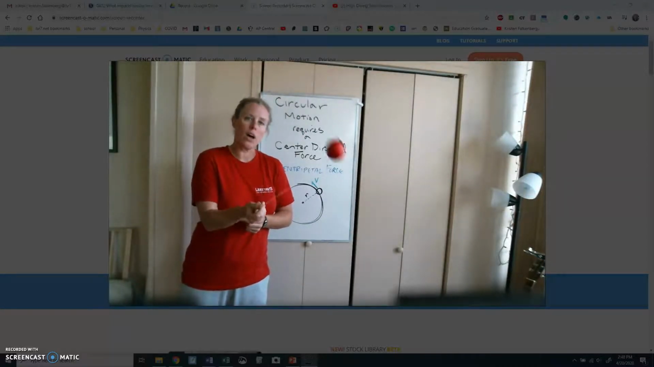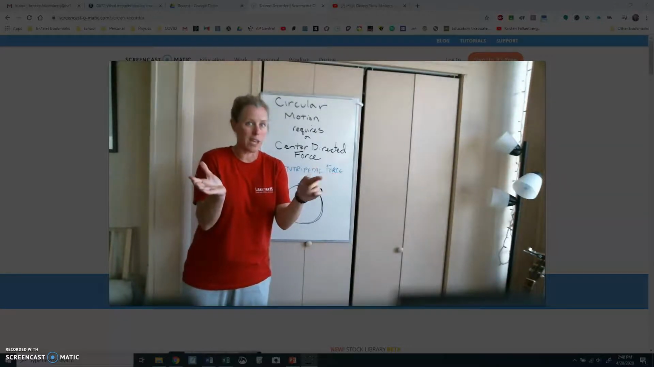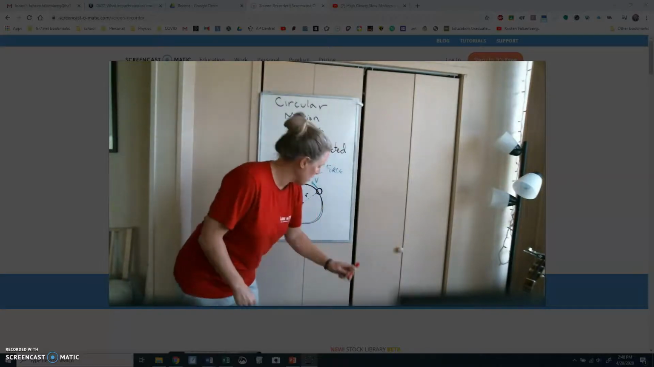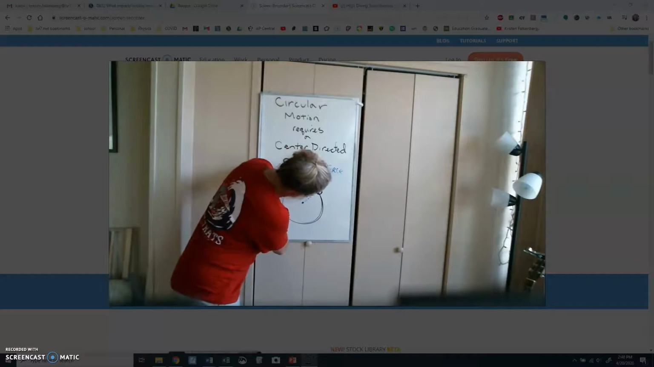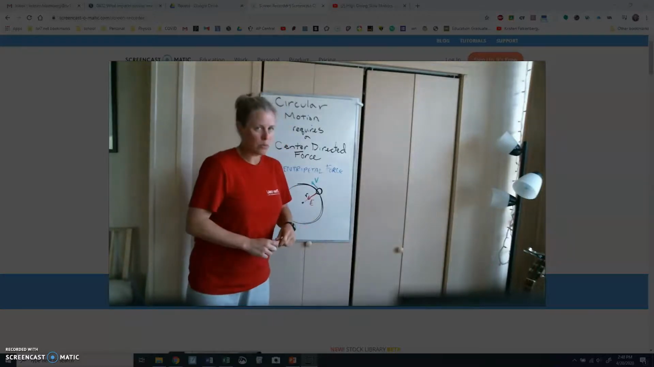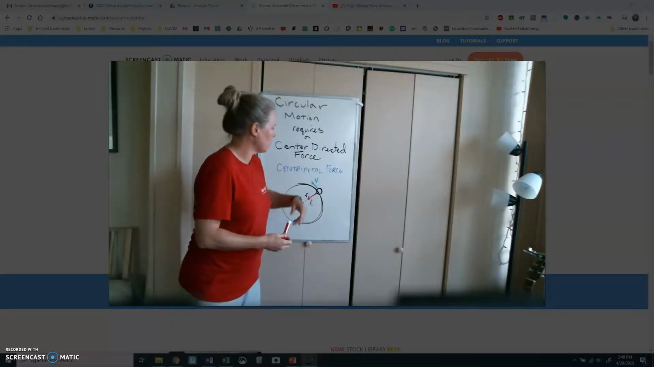If I've got this ball on a string, what's keeping it in circular motion? The center-directed force, a force of tension going towards my fingers. If I let my fingers go, the ball doesn't stay in circular motion anymore. So if we have an object with a speed, we've got a center-directed force, and that's a force with a subscript C. Sometimes I use R for radial, but I like C for centripetal force.